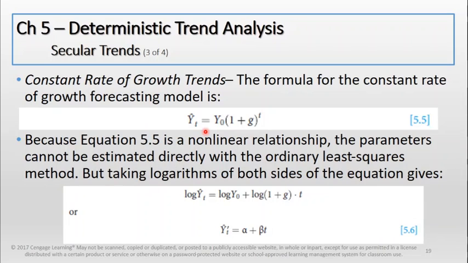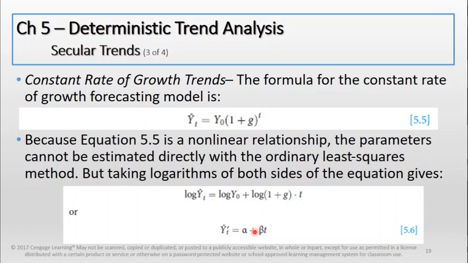Mura siya inani na formula if you can remember. Now, because equation 5.5 is a nonlinear relationship, the parameters cannot be estimated directly with the ordinary least squares method, but taking logarithms of both sides of the equation gives us this formula. So gilog rani niya kaning formula. So mahimo na siyang ingon ani.